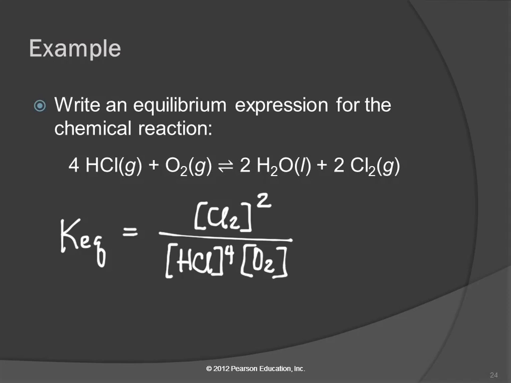So concentration of products divided by concentration of reactants. Whatever the coefficient is, that becomes the exponent for that particular substance. If you have liquids or solids, here we have a liquid, leave it out. We leave it out because it doesn't change. It just doesn't matter.